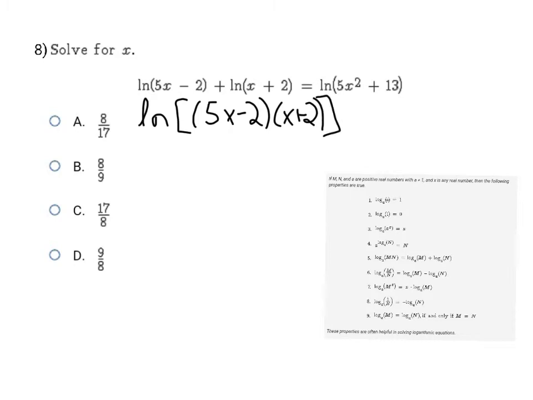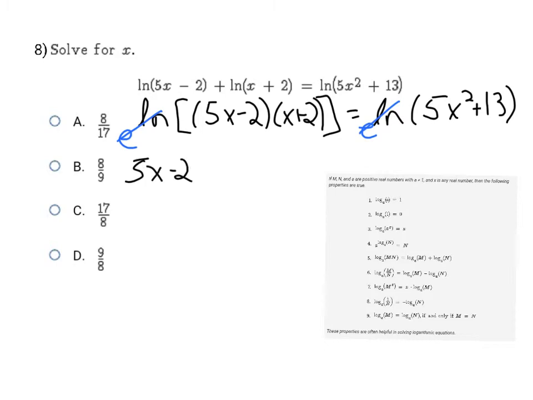And I need to do that step in order to continue solving and raise each of these with an exponent of base e. So that's going to be my next step, is to make each of these an exponent with that base e, and that's going to cancel out my natural logs. And so then I'm just left with 5x minus 2 times x plus 2 equals 5x squared plus 13.